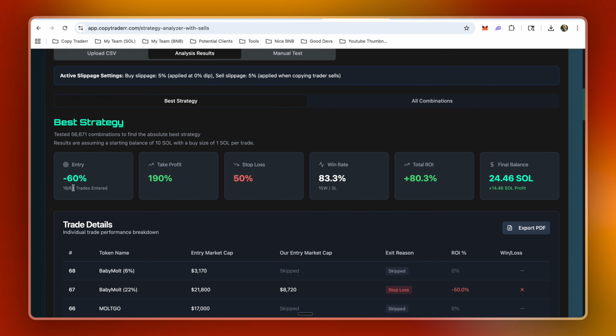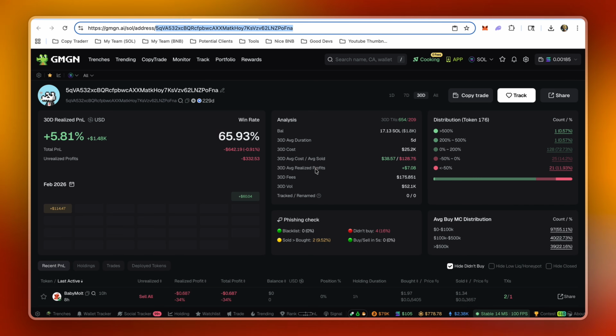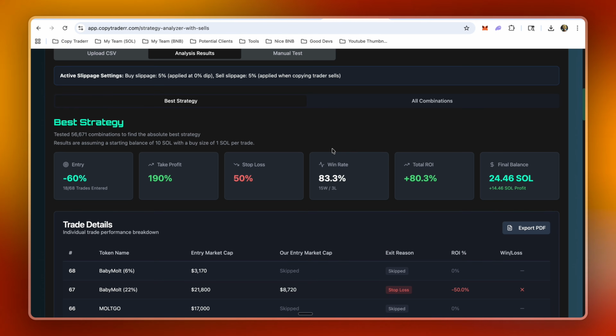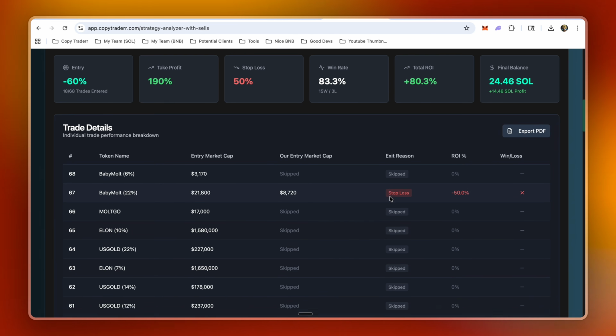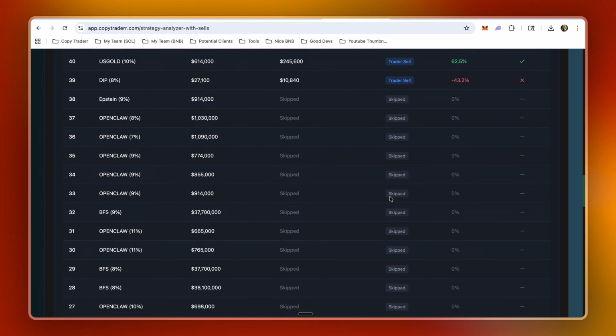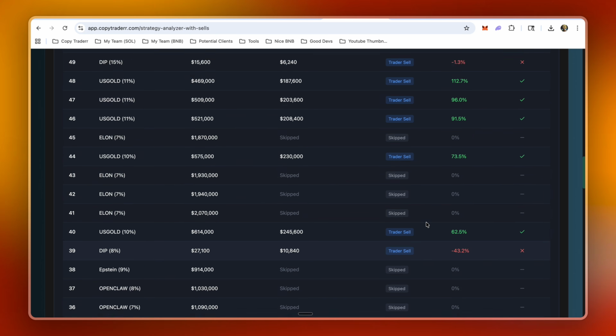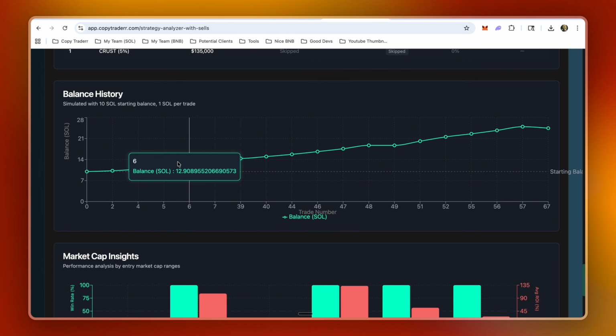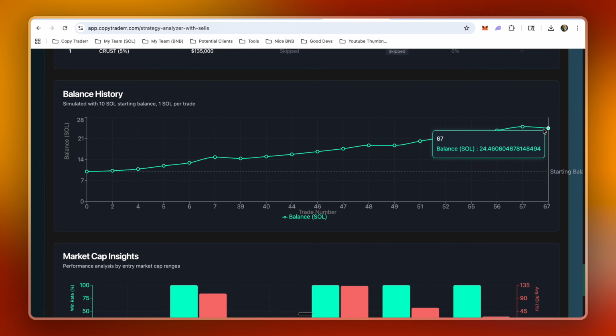Now that's 68 buys. So let's go to this trader. Let's see how long it will take to have 68 buys. About 3 days. So trading with this trader for 3 days with 1 Solana per buy in back testing yielded a 14.46% Solana profit. Absolute madness. Now we can go through and see exactly what happened in each trade. You see that we're winning most of them. Trader sells on some, we had stop loss on some, and we can come down and see what the cumulative chart of trading with this trader looks like.